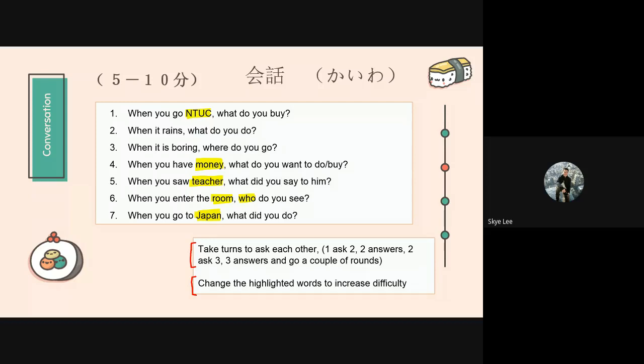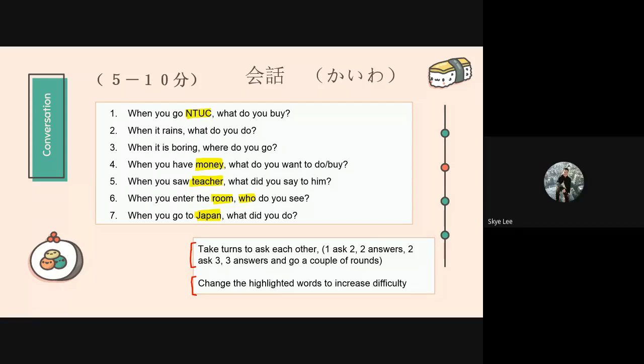Heya ni hairu. Hairu. Wait, let me type. 入る時何も見ません。Is that correct? I didn't see anybody. Yes, I didn't see anybody. Yeah.